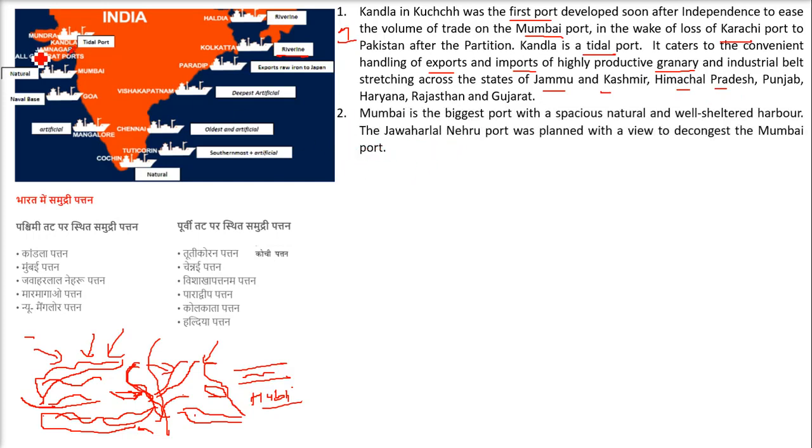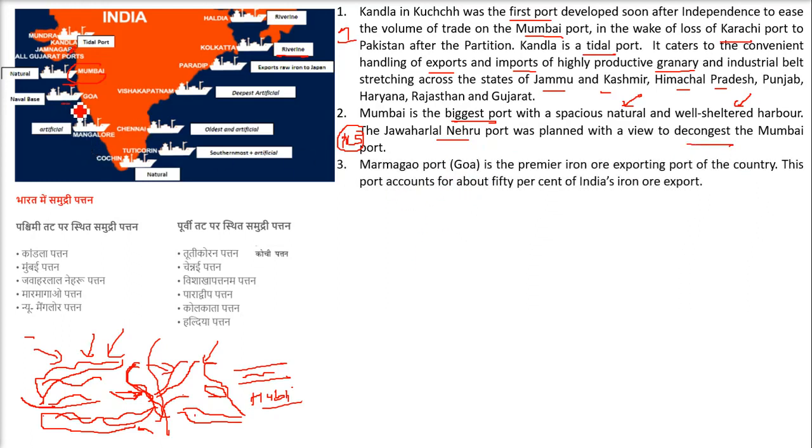Then comes Mumbai. Here is your Mumbai. This is the biggest port. Please understand, Mumbai is the biggest port, spacious, and it is a natural and well sheltered harbor. I told you about that. Then, because Mumbai was overcrowded because of a lot of trading going on, it's a Mahanagar, a port was made here at Nhava Sheva. The place is called Nhava Sheva, and this port is again to ease out the volume of trade on Mumbai port, and this port was called Jawaharlal Nehru Port. Jawaharlal Nehru Port was specially made to decongest the Mumbai port.